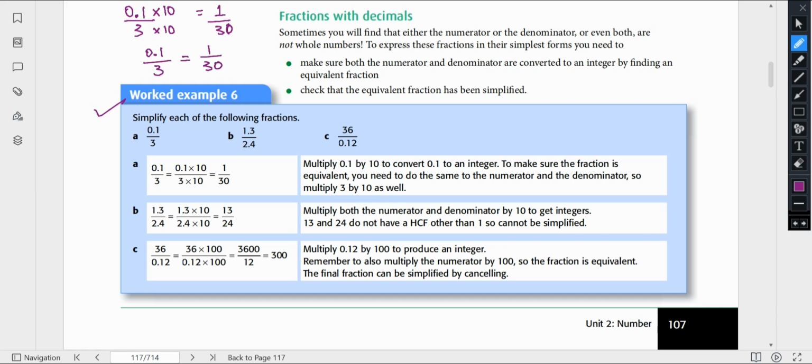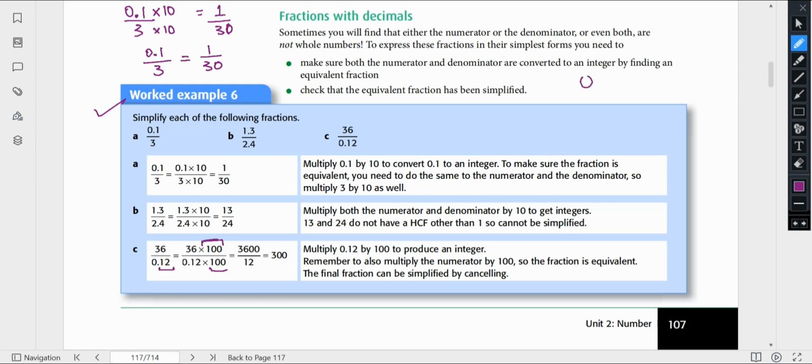Similarly, if we look at part B, 1.3 divided by 2.4, which has a decimal place in both the numerator as well as the denominator, तो हम उसको 10 से दोनों तरफ मल्टीप्लाई करेंगे and we will get the final product which will have no decimal point. In the C part we can see यहाँ पे हमारे पास 2 decimal places हैं, so it's okay, we will multiply the numerator and denominator by 100.